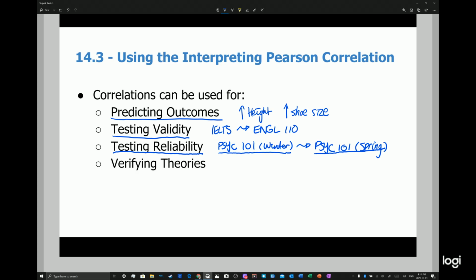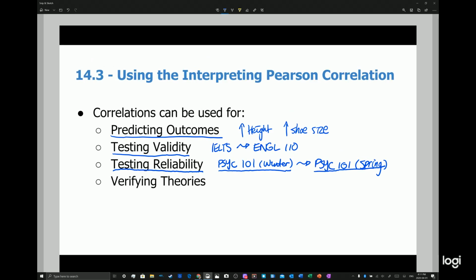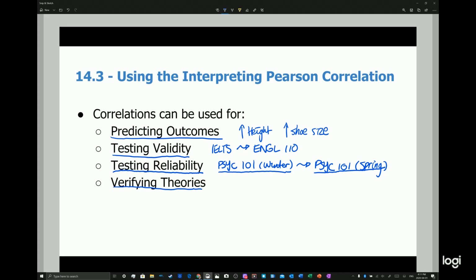And in that case, correlation can be used to test that. If there's no correlation between them, there's no difference between winter term Psych 101 and spring term Psych 101, then it's good. This course is reliable. Finally, you can verify theories with correlation as well.